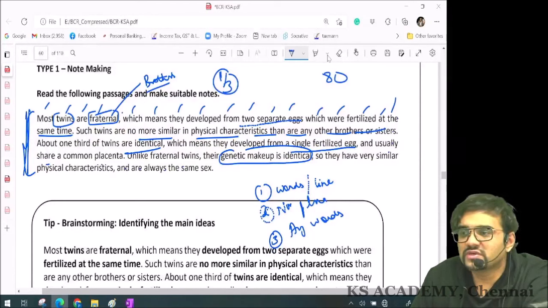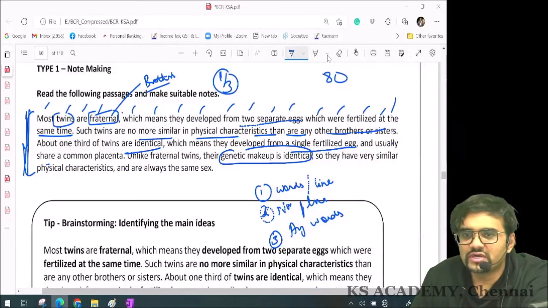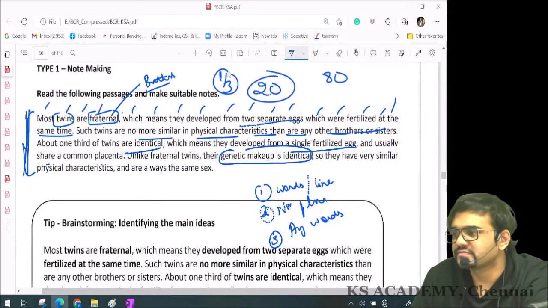Now, I have to do 25% of this. That is what I am calculating. That is a summary. Correct? 25% of this. 80 by 4 is what? 80 by 4, 20 words. My summary should be just 20. How will I summarize this? Before that, I should write the notes. So, what notes will I write?